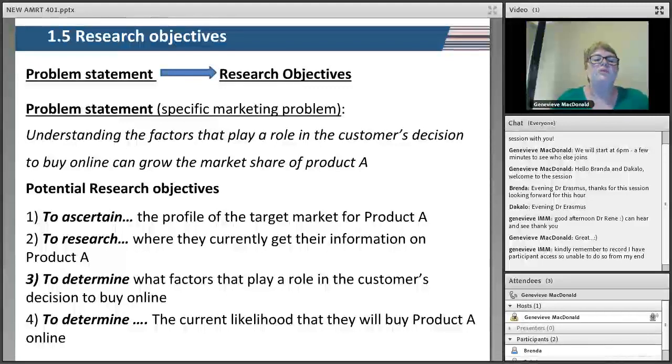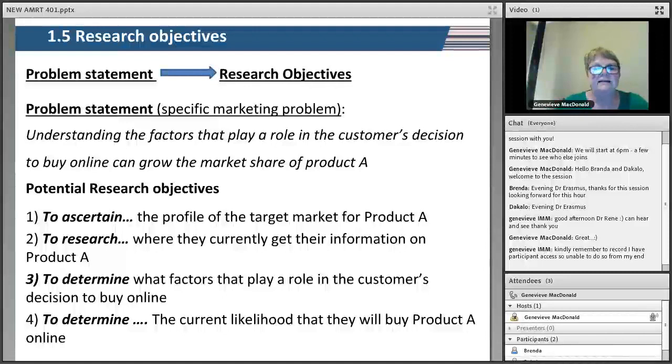Okay, so what is the link between the problem statement and the research objectives? So, if I say the problem statement says understanding the factors that play a role in a customer decision to buy online can grow the market share of product A, potential research objectives may be, and please look at the format of those objectives. It starts with "to" and it is followed by a verb because it's an action plan, okay? And it's a research verb and it's a measurable verb.